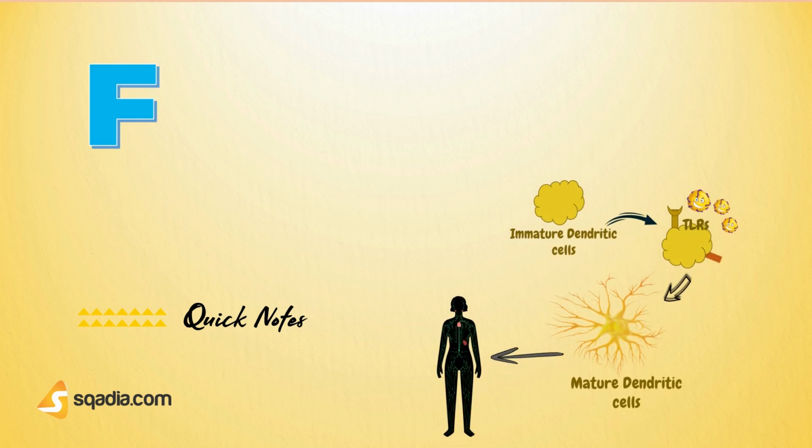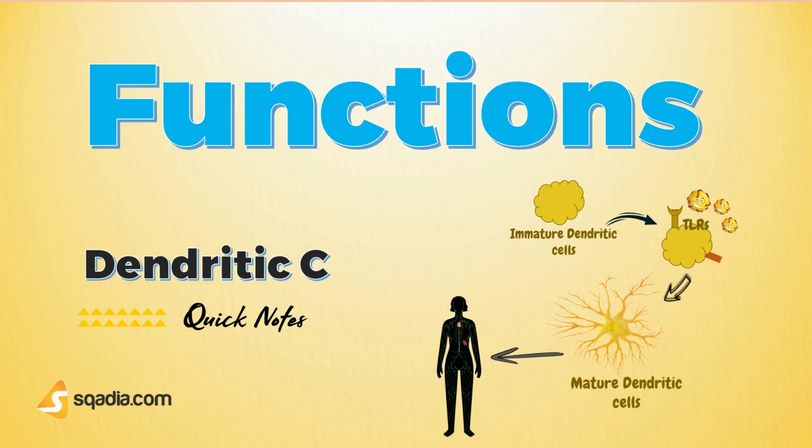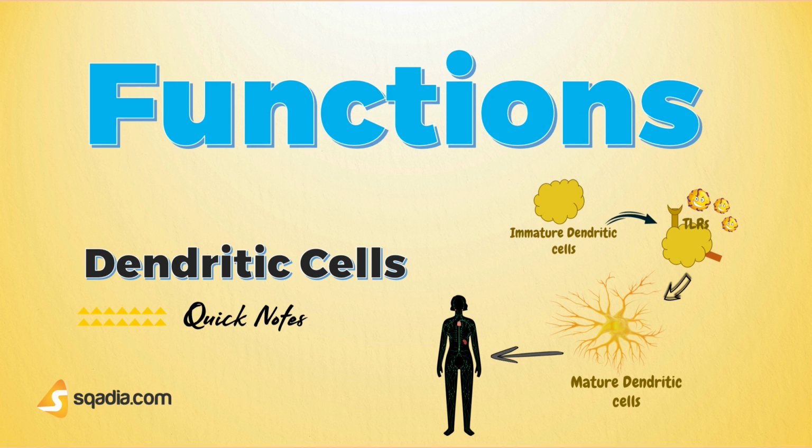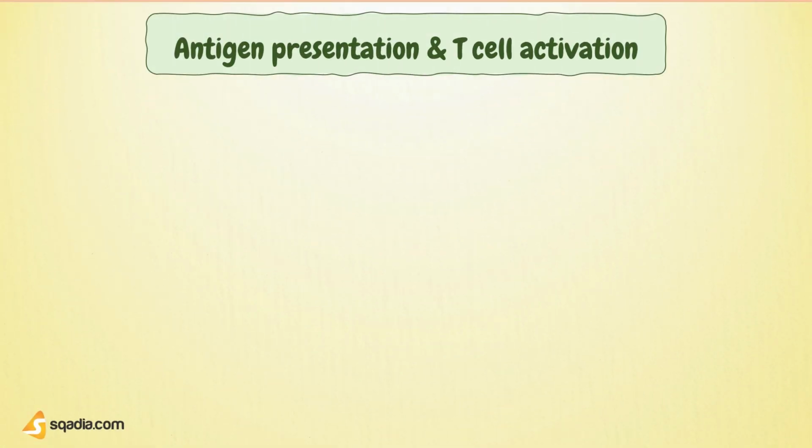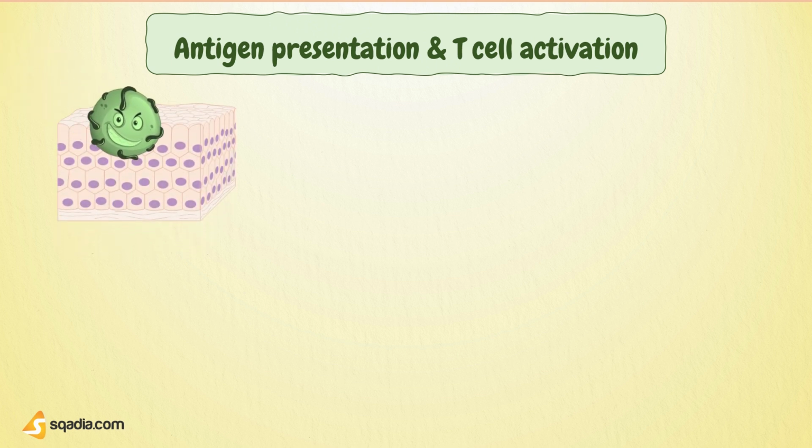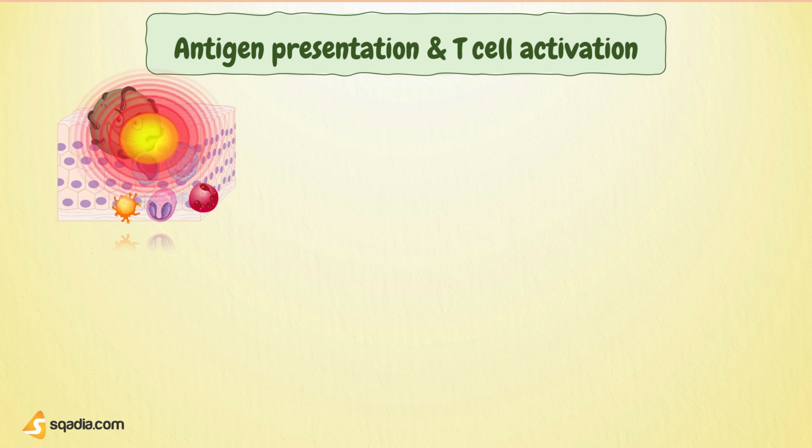Now, after learning about the types and characteristics of dendritic cells, in this section, we will look at the functions of dendritic cells. And the main function or role of dendritic cells is in antigen presentation and T-cell activation. So, what happens is that when tissue is infected by a microbe, the microbe will initially encounter cells of the innate immune system, such as tissue macrophages and other leukocytes.